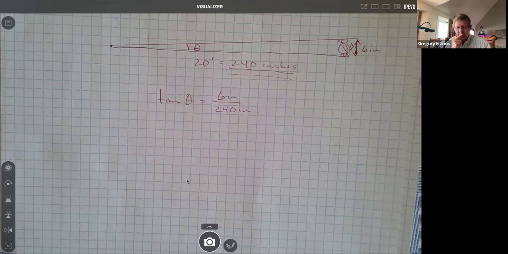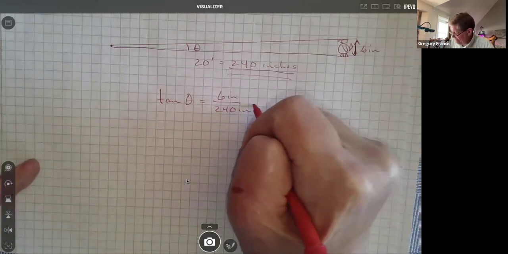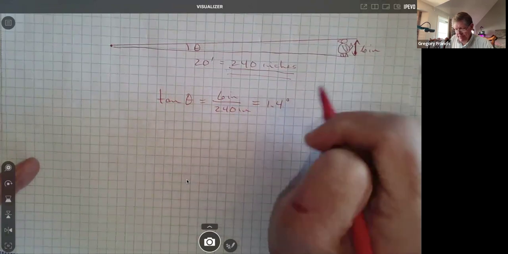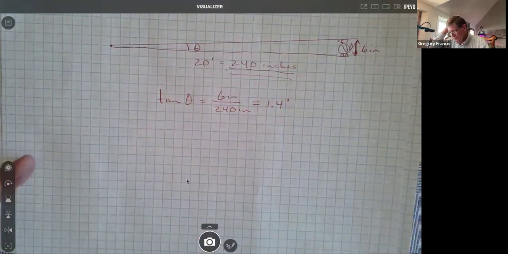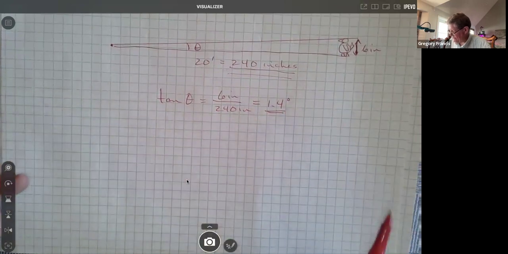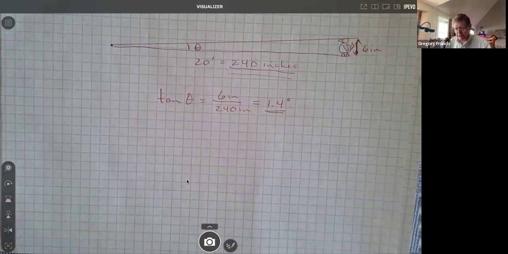the tangent of that is a very, very small number of degrees. But, oh, the inverse tangent. 6 divided by 240 equals inverse tangent. That gives me 1.4 degrees. But we weren't asked for it in degrees. We were asked for it in radians. So let's switch our calculator to radians and do that again.